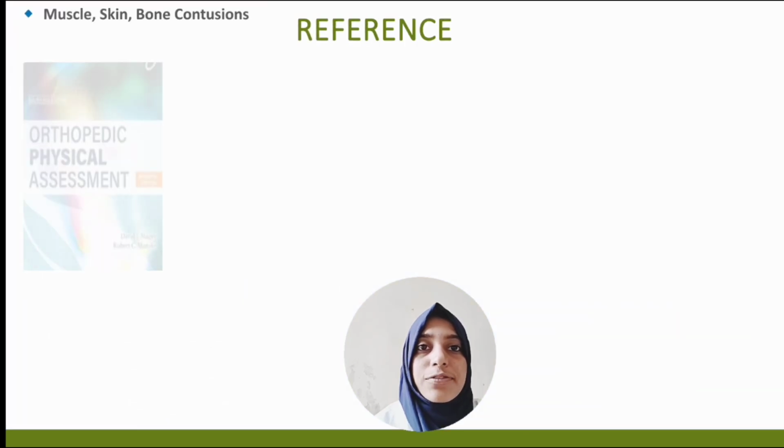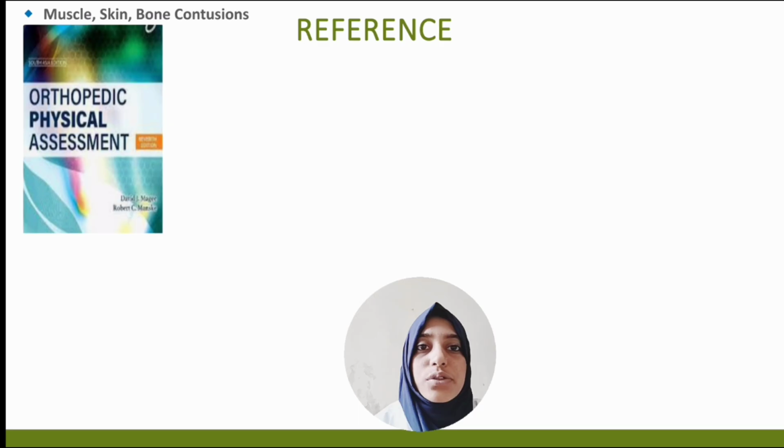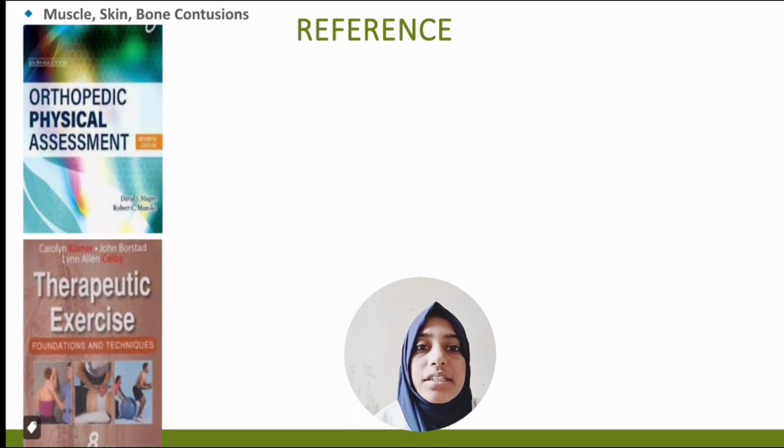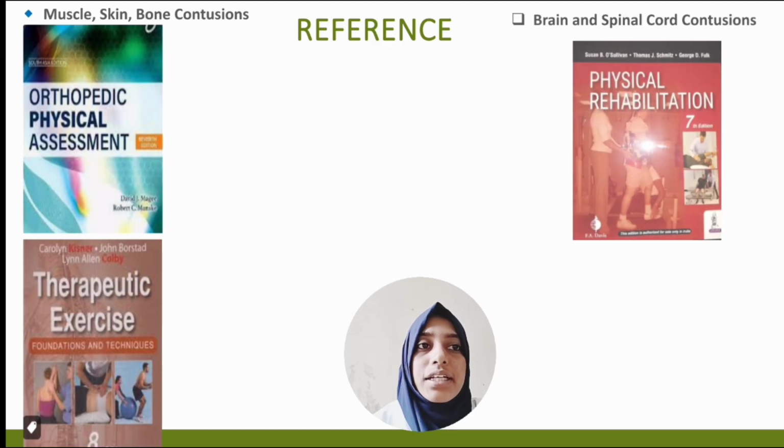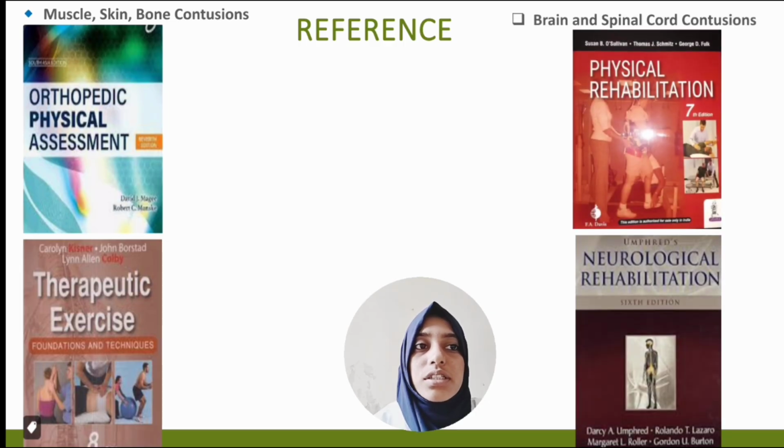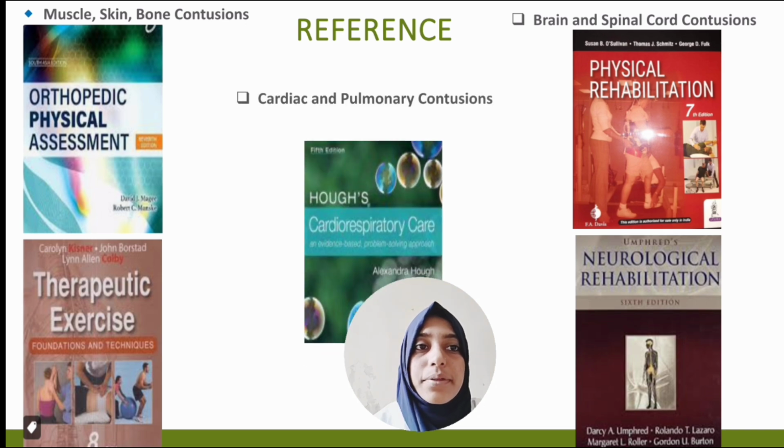For the references: for muscle, skin and bone contusion, I took the notes from Orthopedic Physical Assessment by Magee and Therapeutic Exercise by Kisner and Colby. For brain and spinal cord contusion, I took the notes from Physical Rehabilitation, 7th edition, by O'Sullivan and Neurological Rehabilitation by Umphred, and cardiac and pulmonary contusion from Hillegass's cardiopulmonary care.